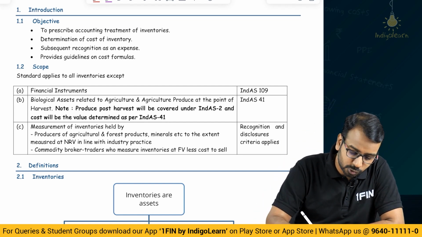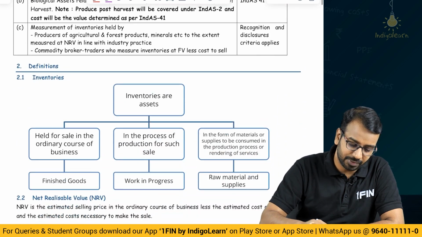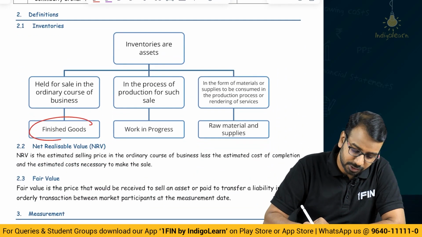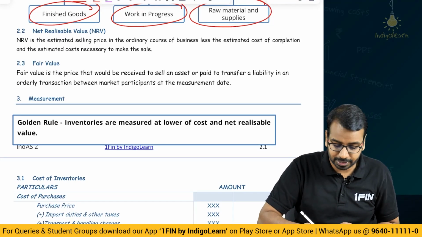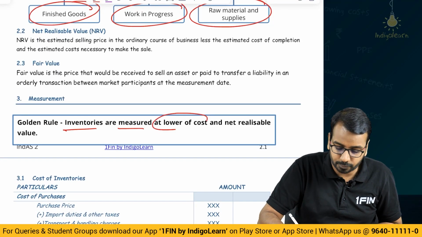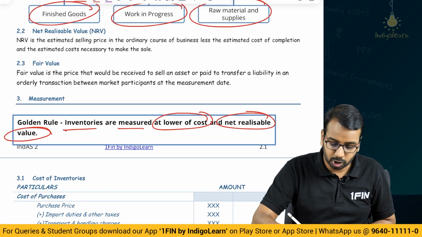First one is Ind AS 2 on inventory. Now as far as inventories are concerned, inventories comprise of finished goods, work in progress, raw material and supplies. The most important thing that you have to remember here is inventories are measured at lower of cost and net realizable value. Now what is cost?